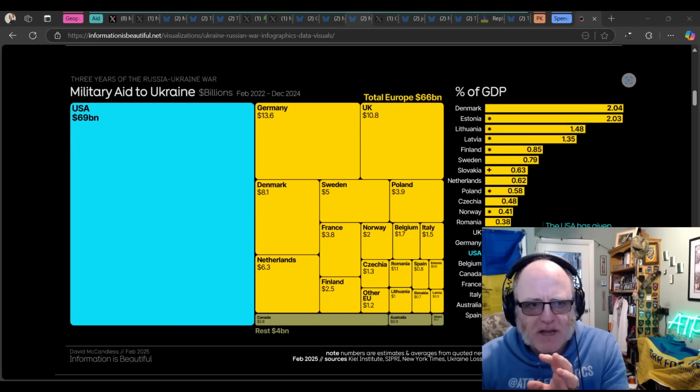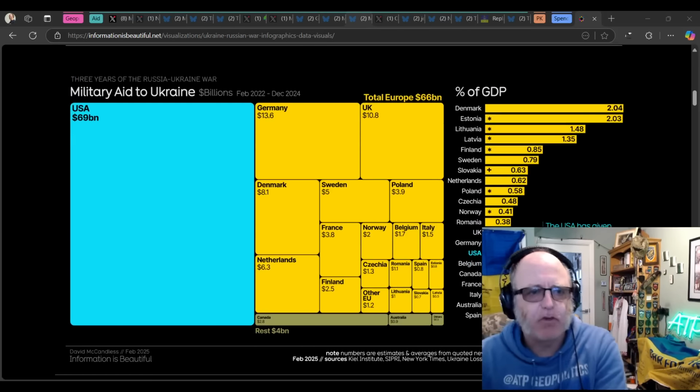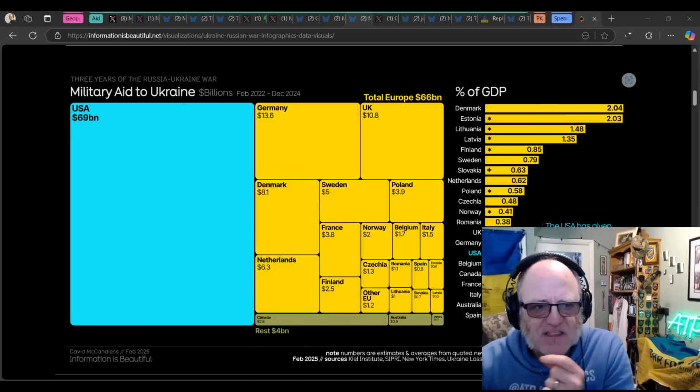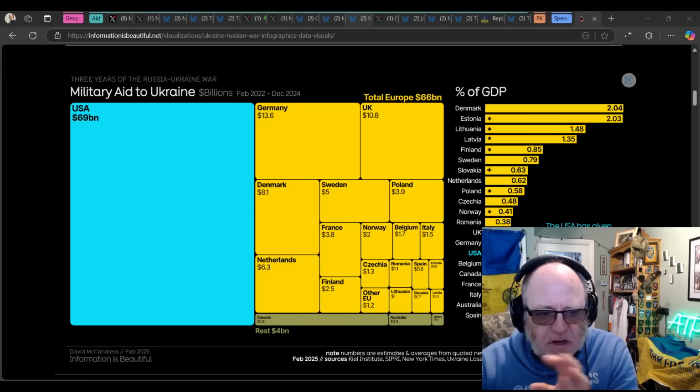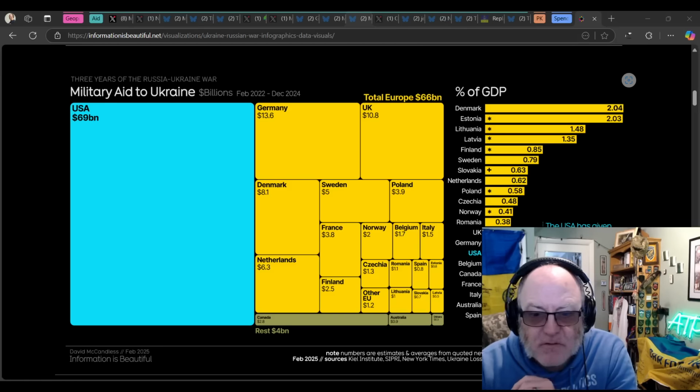So we'll then go to military aid to Ukraine. The US has given $69 billion, and there's lots of argument about this. In fact, we're going to go through this because arguably that is a vastly overstated number. Nonetheless, this is coming from numbers that are estimates and averages from quoted news stories and studies.